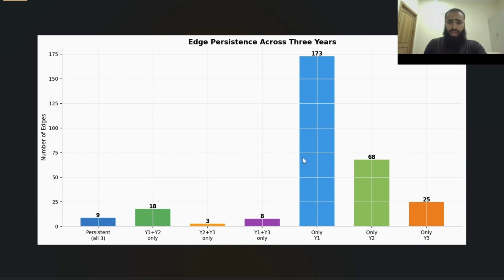The bars on the right, only year 1, only year 2, and only year 3, are all transient edges, relationships that flared up briefly in one year and then vanished. The only year one bar is the tallest of these three, which makes economic sense, as the 2023 shocks created unusual cross-category co-movements that didn't persist.